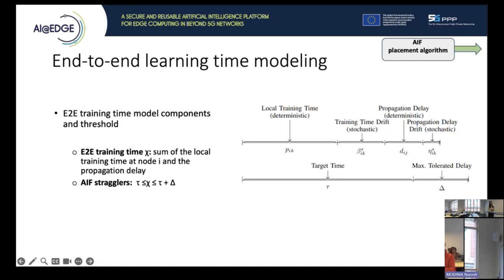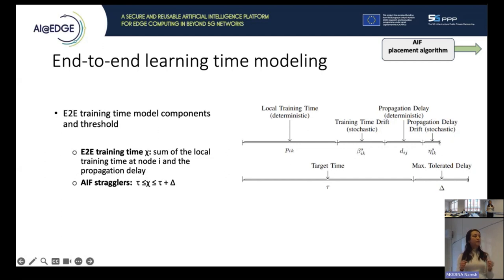So as I said, we are considering a time decomposition, and we're not only considering the local training time, but also the communication delay. So for that, we have proposed a time decomposition modeling. We are considering the local training time, which is directly related to the CPU resources and to the data size. And also we are considering the propagation delay, which is related to the type of links that we are using, and we also have proposed two component drift, one to represent the stochastic delay that might occur at the training phase, and also some stochastic delays that might occur at the propagation delays.